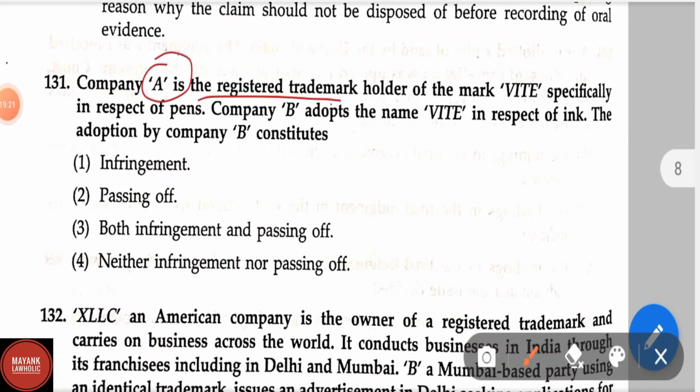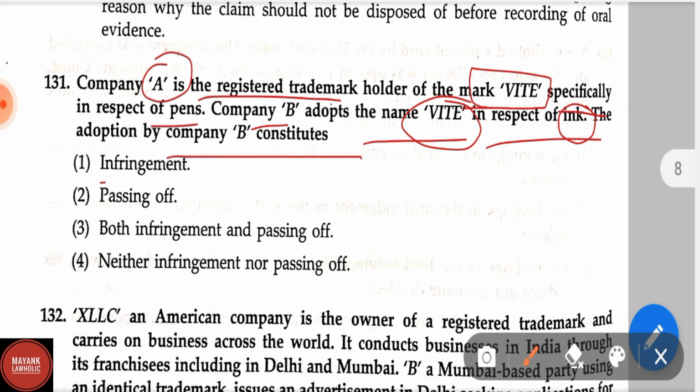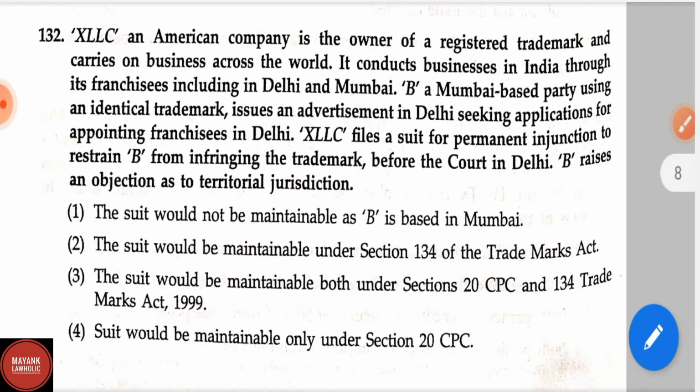Company A is the registered trademark holder of the mark White, VITE specifically, in respect of pens. Company B adopts the name White, VITE in respect of the ink. The adoption by Company B constitutes: infringement, passing off, both infringement and passing off, neither infringement nor passing off. In this question, the correct answer is option 3, both infringement and passing off. Now let us see the question number 132.